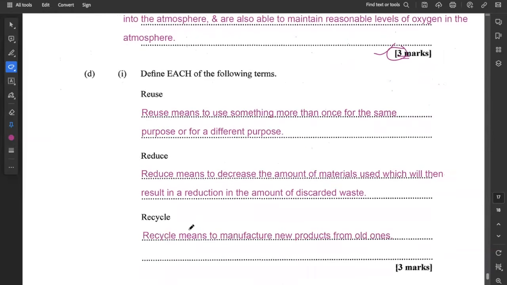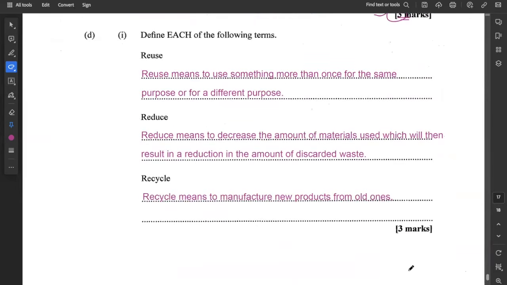So what does recycle mean? Recycle means to manufacture new products from old ones. So we're going to take an old product and we're going to manufacture a new one from that. So that's what we call recycling, okay? And that's for 3 marks.